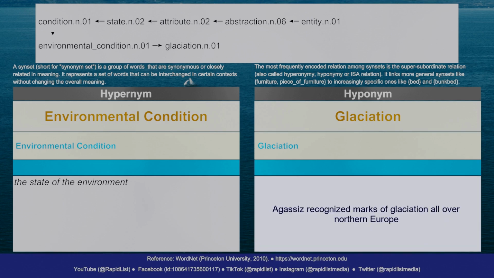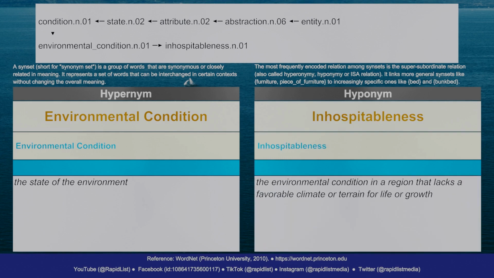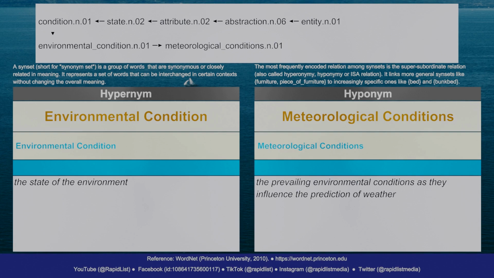The geologists recognized marks of glaciation all over northern Europe. Inhospitableness. The environmental condition in a region that lacks a favorable climate or terrain for life or growth. Meteorological conditions. The prevailing environmental conditions as they influence the prediction of weather.